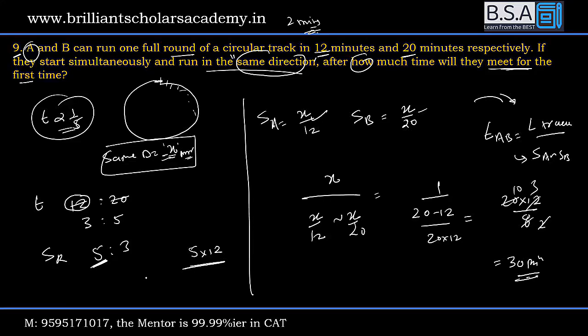This leads me to the difference here. The speed difference is 2. So the time required should be circular track upon speed difference. Do you see the answer here also is 30? What have I done? I have combined ratios with races.